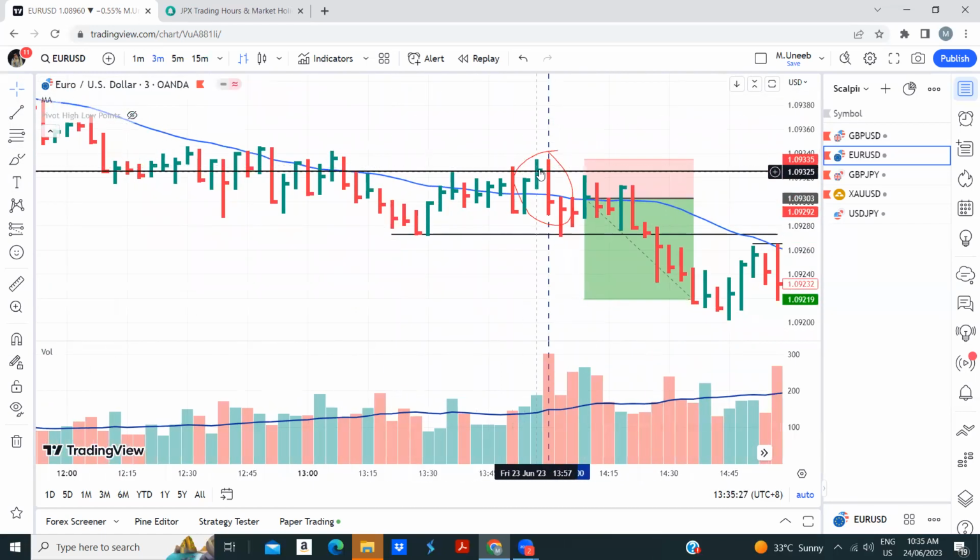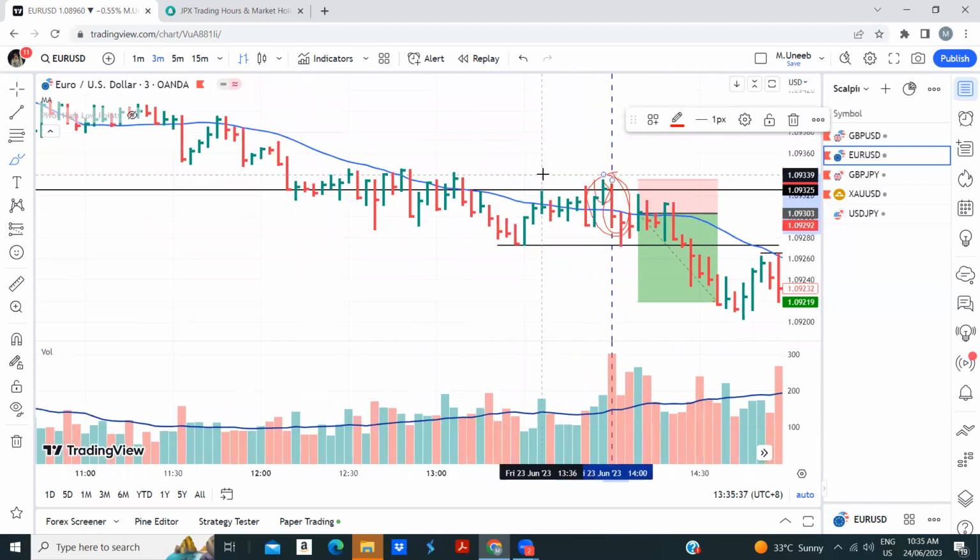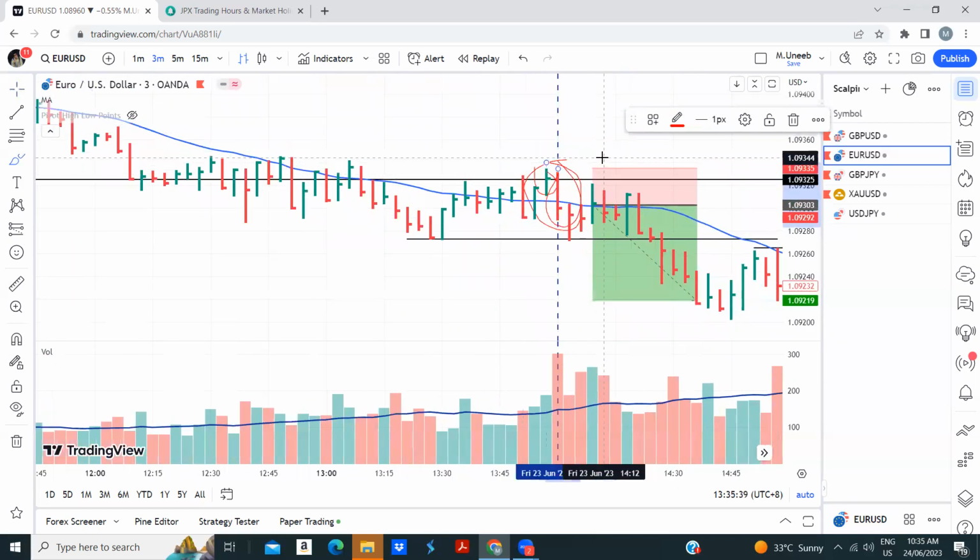Okay, we have this effort versus no result here. And then the news came here, and the price went down. So I was waiting for the news. I could have entered right over here, but I was waiting for the news. Because news can move the price, it's better to wait to enter the trade once the news is out.